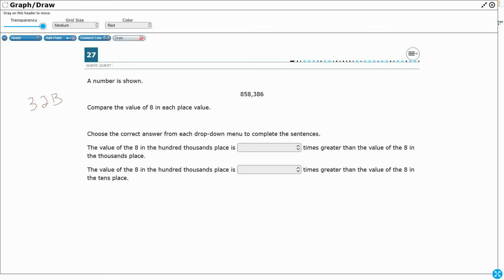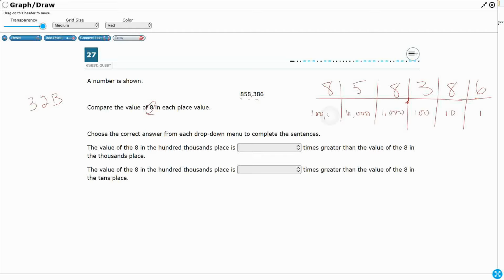858,386, and we're simply comparing the 8. Okay, so I've got the 8. I've got 3 8s. So let's go ahead and put this in a place value chart. So I've got 8, 5, 8, 3, 8, 6. This is my ones, tens, hundreds, my comma, 1,000, 10,000, and then 100,000.